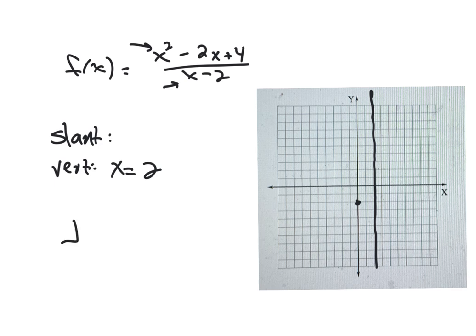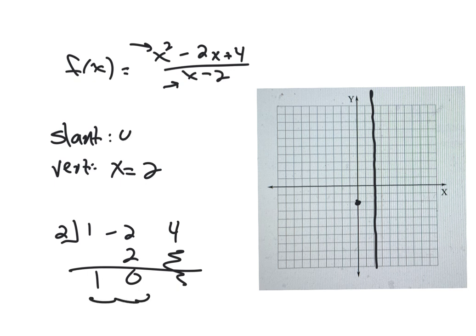We're actually going to do synthetic division. I'm going to put 2 in the box. I'm going 1. This is going to be weird now. Watch what I do. Going 1, negative 2, 4. I'm bringing down the 1. Multiply. Boom. I don't care about the rest. Don't care about the remainder at all. Not at all. Whatever you have right here, that's the equation of your slant asymptote. Y equals 1x plus 0, or just y equals x.